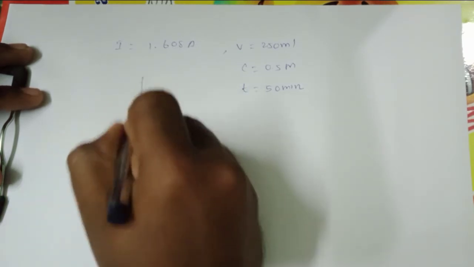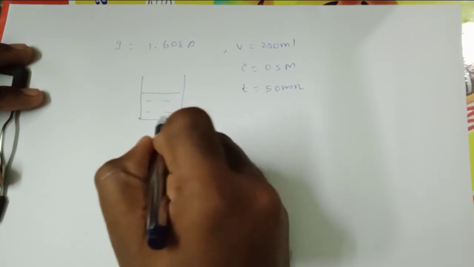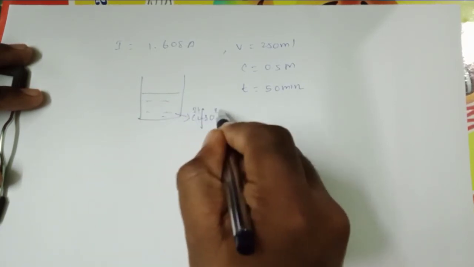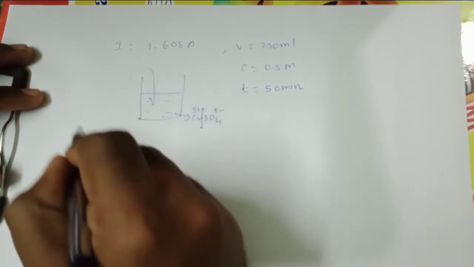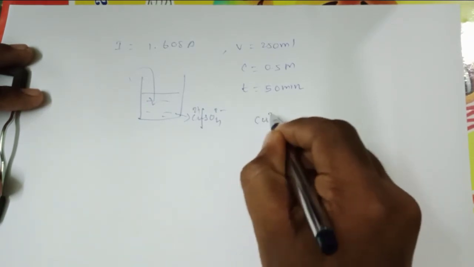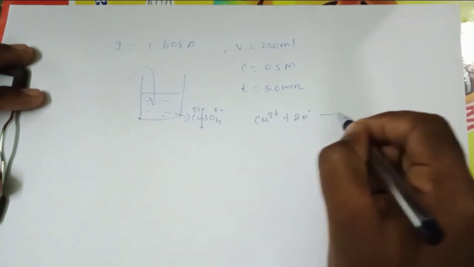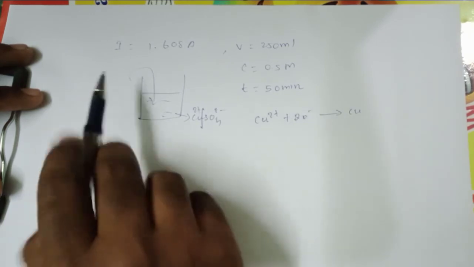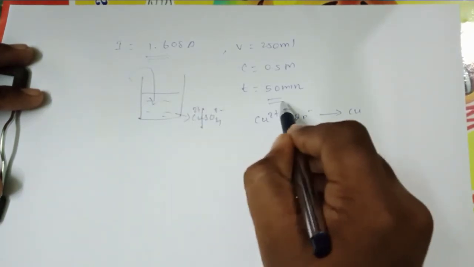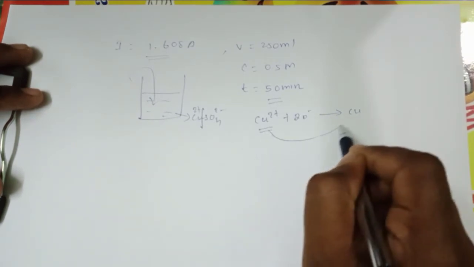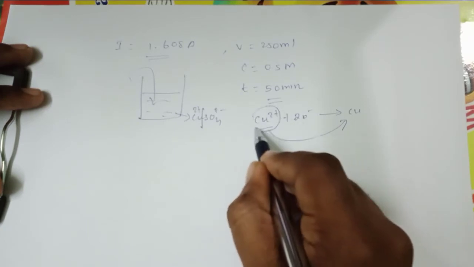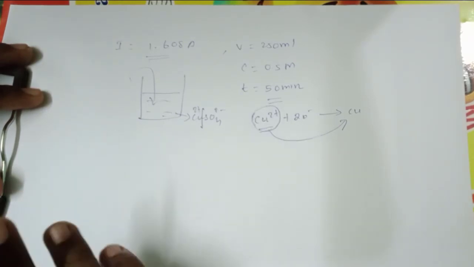What is the question? You are given a copper sulfate solution, in which you will have Cu2+ and SO4 2-. When you pass electric current, electrolysis takes place. During the electrolysis, the Cu2+ gains electrons and forms Cu. When you pass 1.608 ampere current for 50 minutes, how much copper 2+ will be converted into copper? After 50 minutes, how much Cu2+ ion will be left? That is the question.